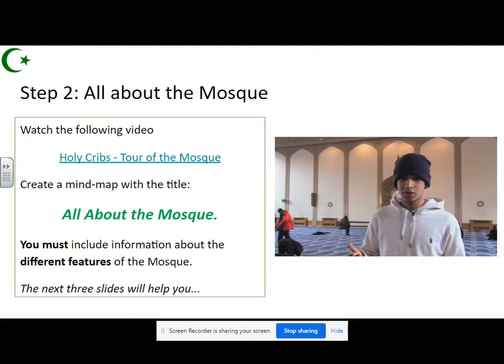A gentle reminder to avoid including pictures of Prophet Muhammad or Allah in your mind maps, or depicting both of Prophet Muhammad and Allah in any way, as that's considered to be disrespectful in Islam. So you must include different information about different features of the mosque, and I'm going to show you how you can do this and explain some of those features to you.